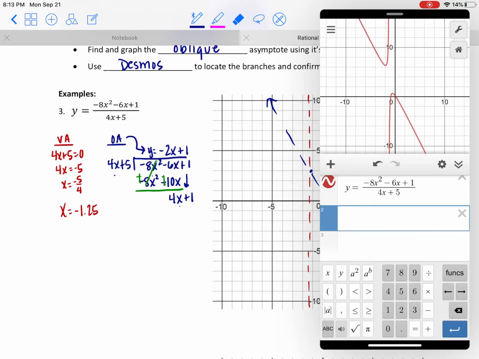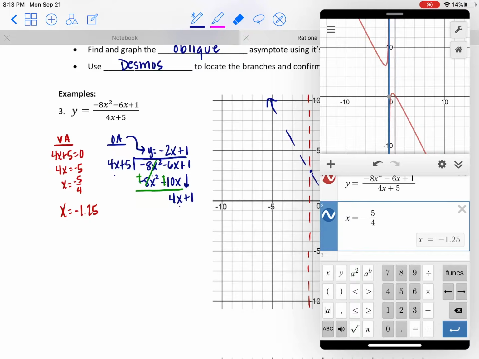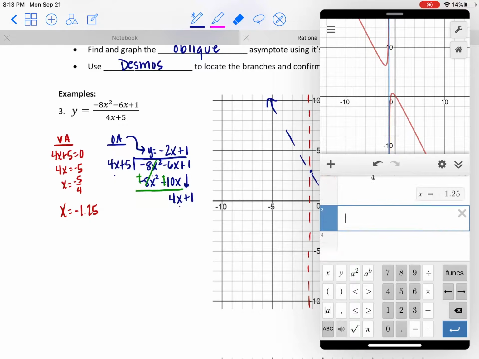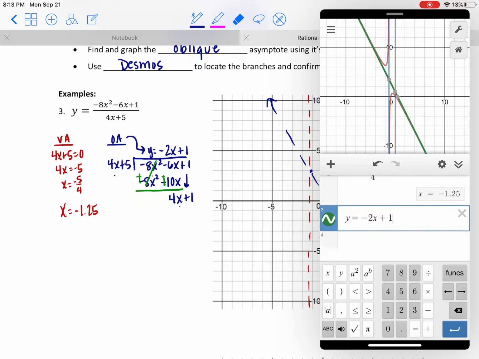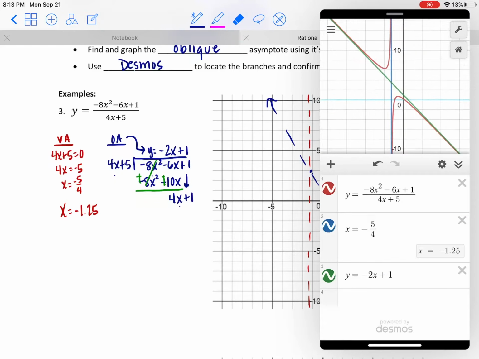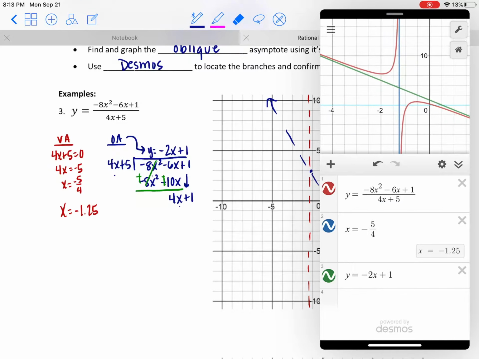So there's my branches. Now let me just put the asymptotes in just so we can see it all really well. We said x was going to equal -5/4. That looks correct. And we said for the oblique y was going to equal -2x plus 1. Alright, so all that looks good. Let me just zoom a little bit here so you can get a good picture.